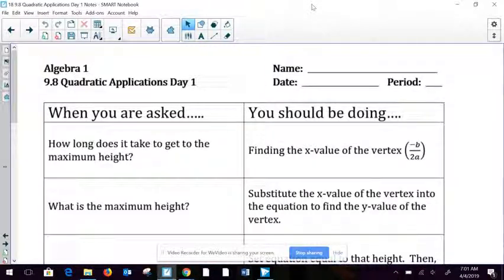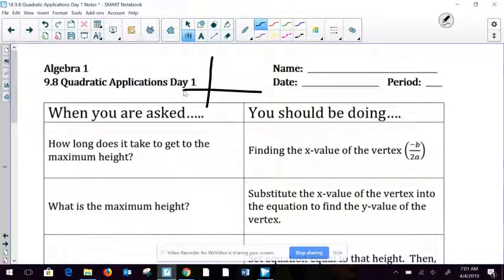Welcome back. Today we're going to start our first day of applications for quadratics. Whenever you're thinking of quadratic applications, think of the phrase, whatever goes up must come back down. If we picture a graph for a minute and picture that you're throwing a ball, here's your ball. It's starting right here. It's coming up and it comes back down.